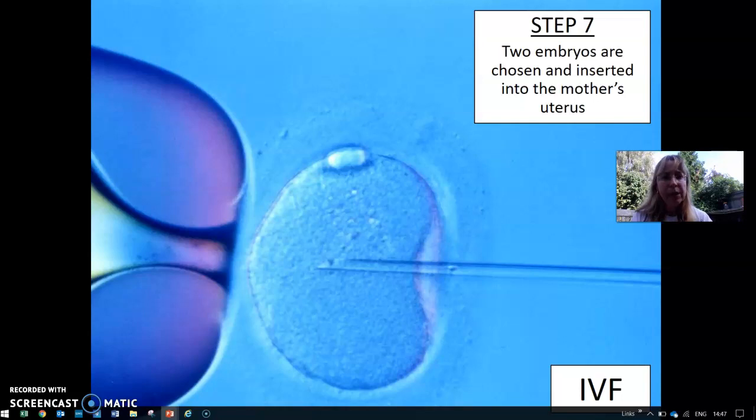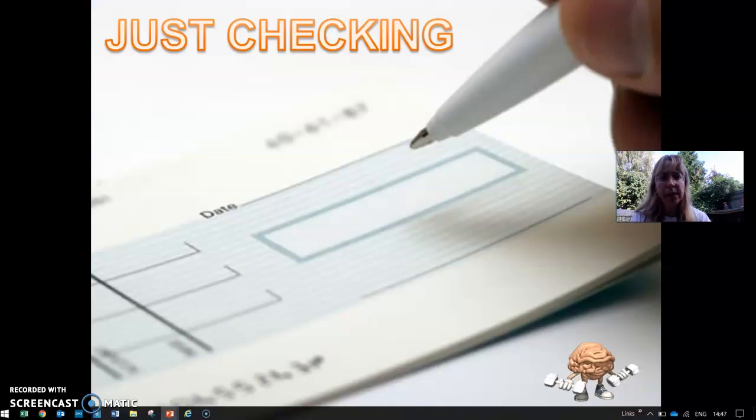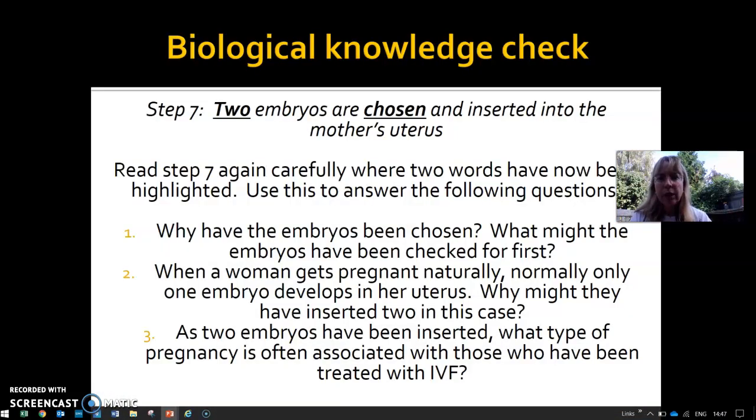Okay, step 7. 2 embryos are chosen and inserted into the mother's uterus. Another name for the uterus is the womb. So let's have a look at how we're doing. It says here, 2 embryos are chosen and inserted into the mother's uterus. Right. So, why are the embryos being chosen? Why might the embryos have been checked? What might they have been checked for first?